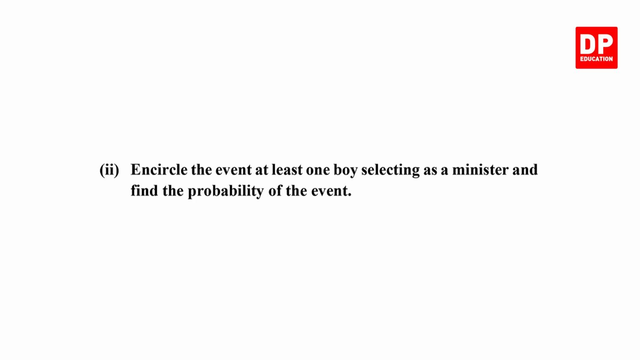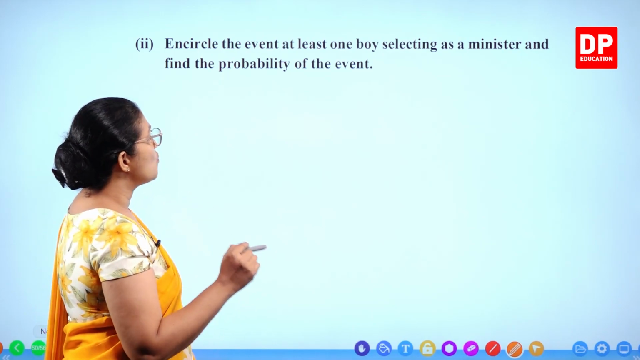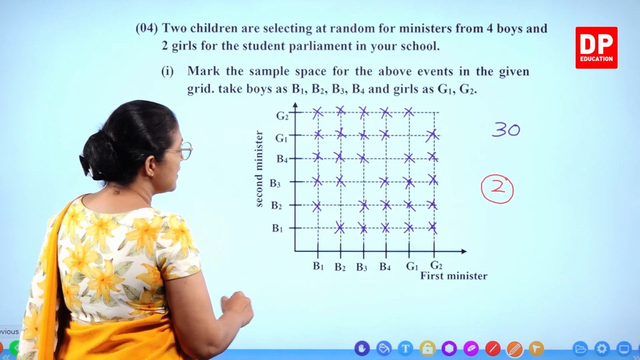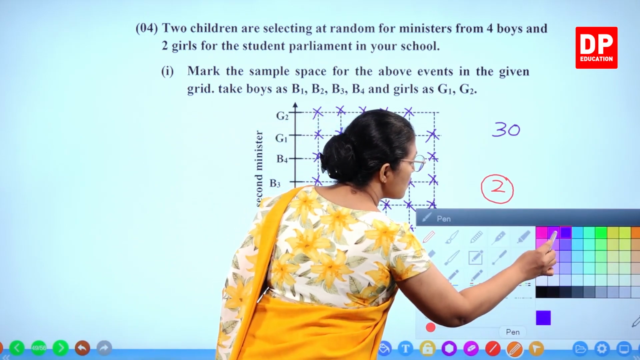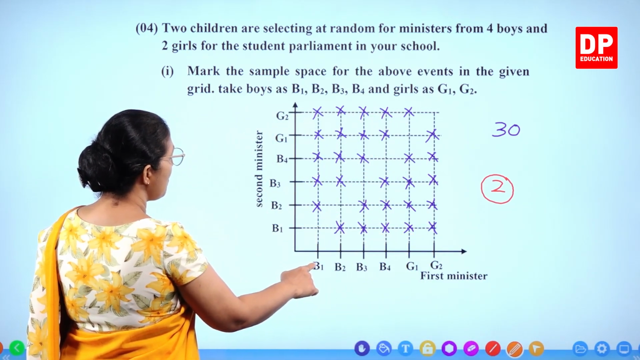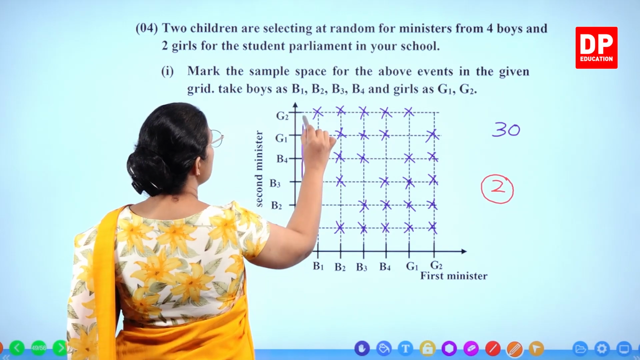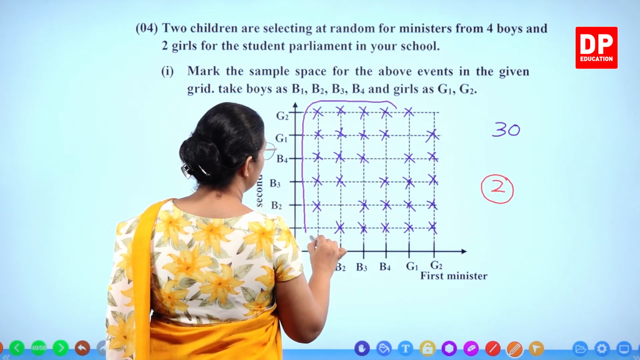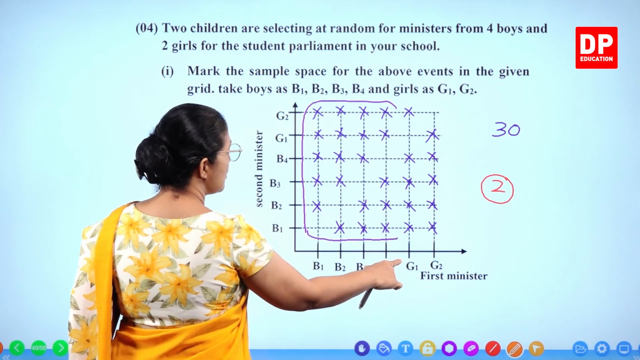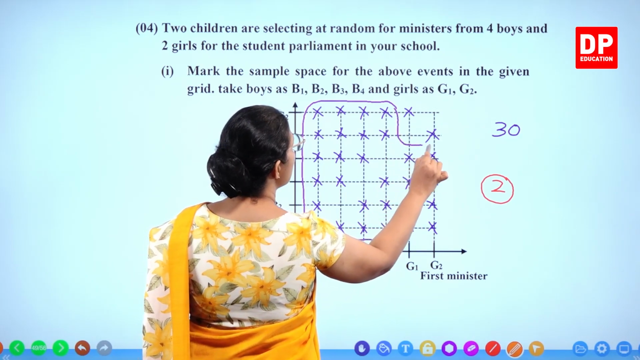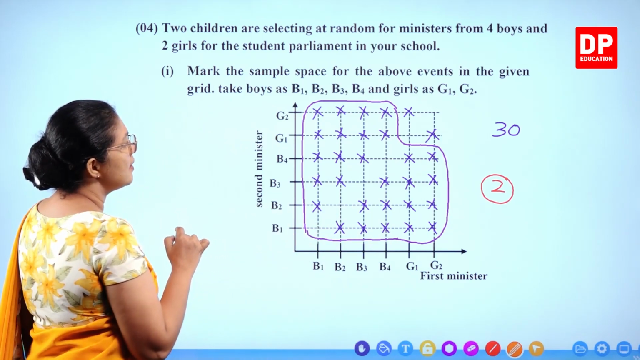Encircle the event at least one boy selected as a minister and find the probability of the event. At least one boy means one boy for one position or both boys can take part. So what is the required part? Let's encircle boy and boy. If boys are there, the whole thing you can take. And if it's G1, G2, girls are there, only the boys part you can take, not the other one. So this is the required part.